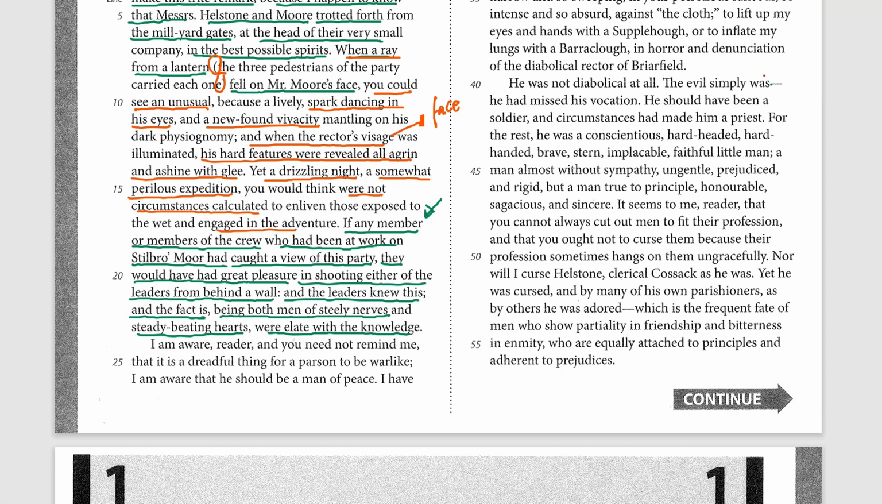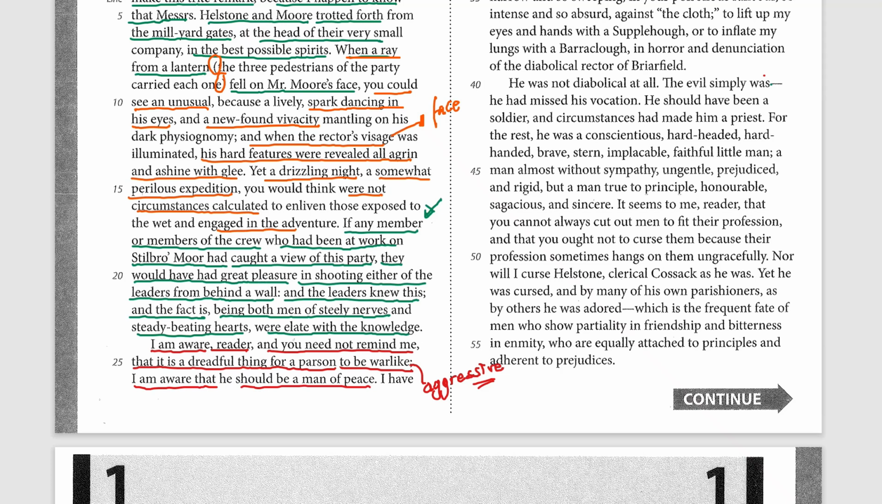The writer started talking to us directly, to the readers, to the audience. What did he tell us? I am aware, reader. And you need not remind me that it is a dreadful thing for a person to be warlike. I know as well as you, readers, listeners, that it is a dreadful thing for a clergyman to be warlike, which means aggressive. It is hard for us to accept otherwise. It is frustrating to see a warlike, aggressive person. And then what else did he say? I am sure that he should be a man of peace.